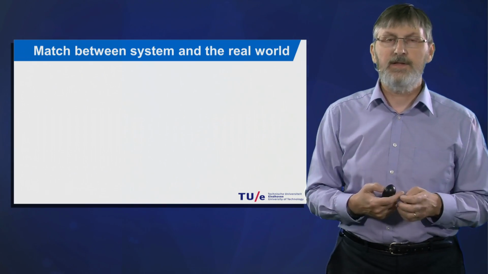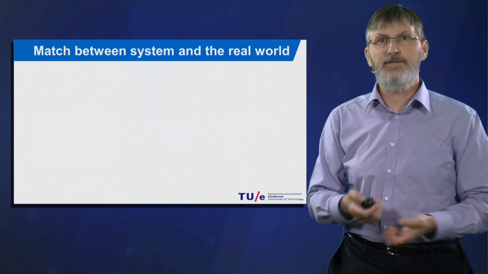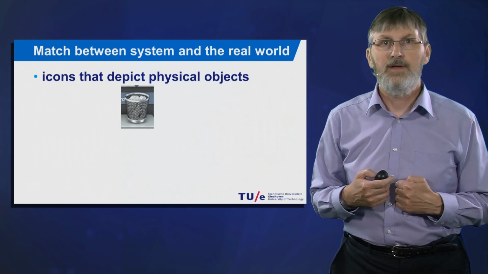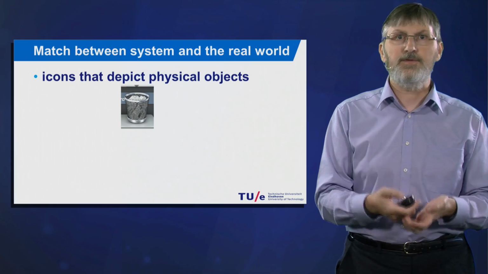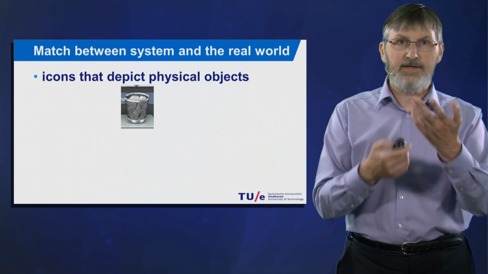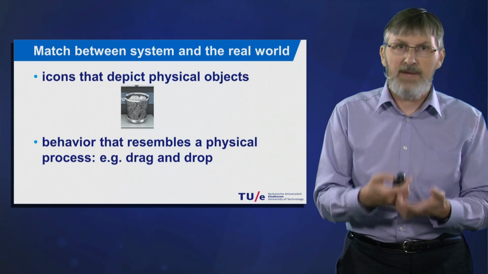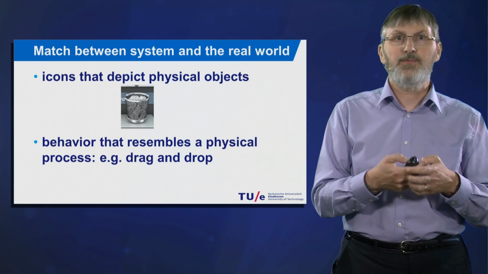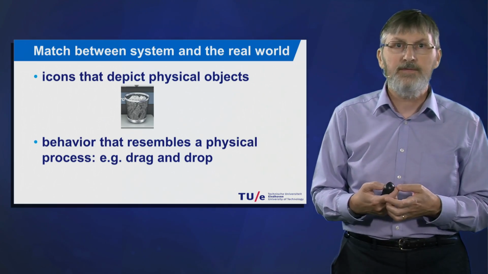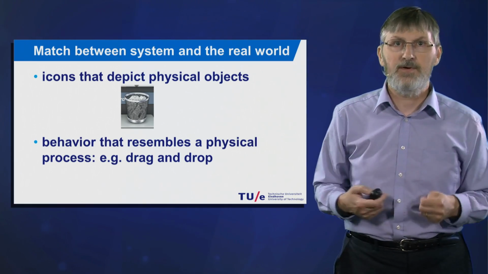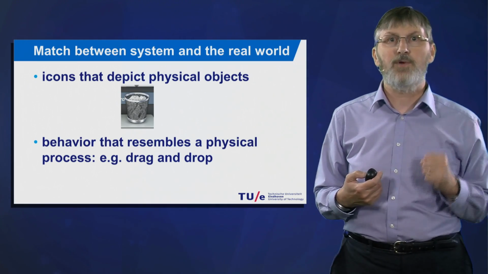Whenever possible, interfaces should match the equivalent in the real world. This can be done, for instance, by using icons that correspond to physical objects, like, in this case, a trash can. But the match also deals with the process. For instance, if we want to move something on a physical desk or on the floor, it's similar to what we now do on the computer with drag and drop.